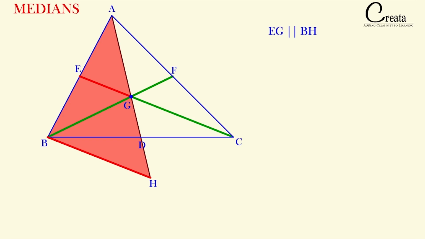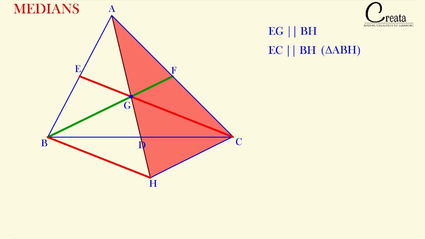Or we can also say that BH is parallel to this complete line segment EC. EG and EC are both the same lines. What we have done, we have taken this triangle ABH and we have proved EC is parallel to BH. In similar lines, can we take the triangle AHC and say BF is parallel to CH. The same fundamental will also be applicable to this triangle.